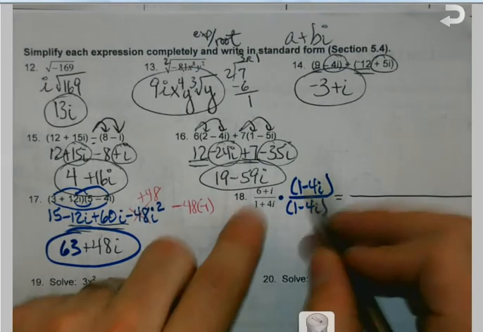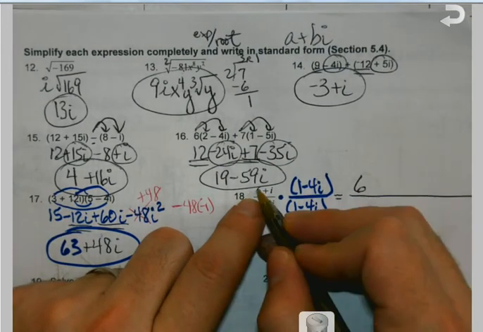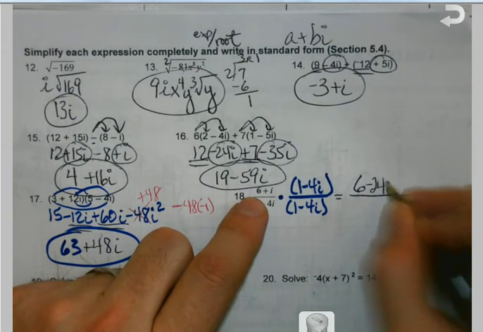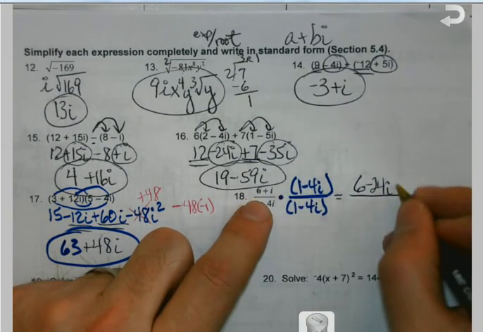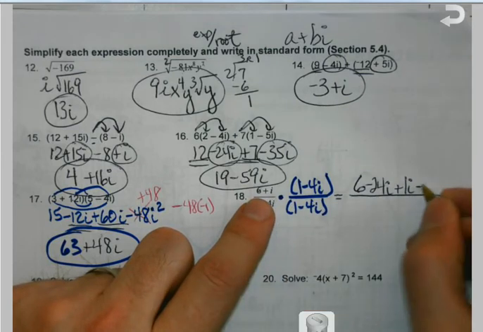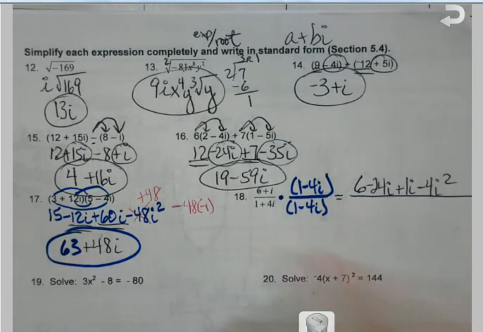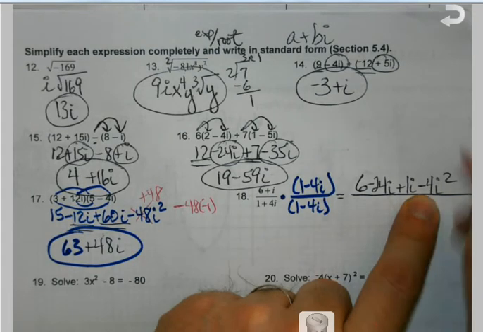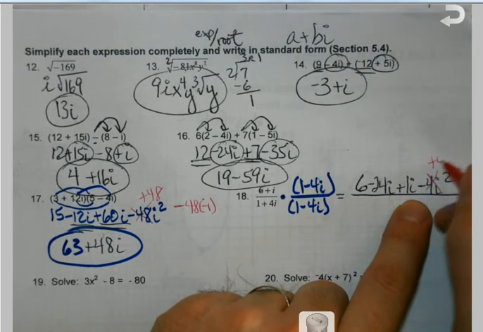So let's see here. I got 6. 6 times negative 4i would be negative 24i. 1 times i is i. And i times negative 4i is negative 4i squared. But remember, the i squared being negative 1 is just going to change the sign. So this is just going to become plain old plus 4.